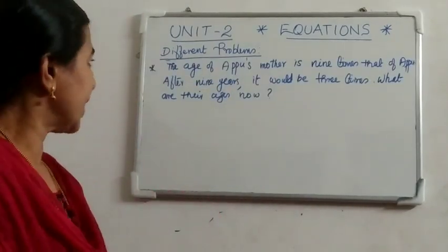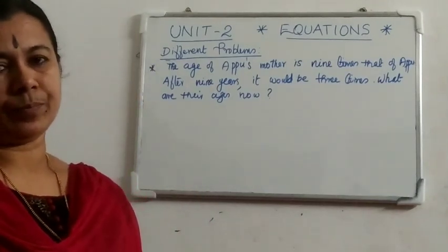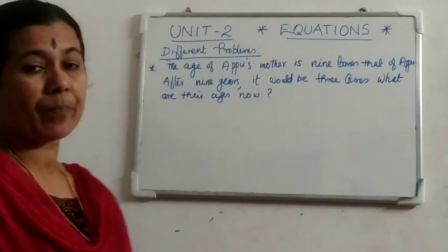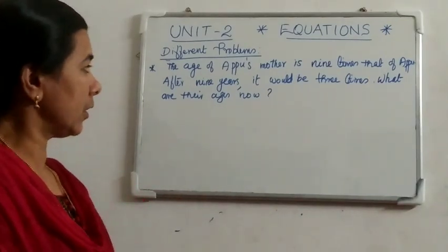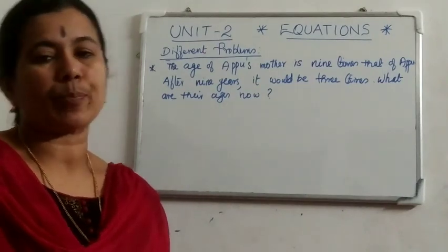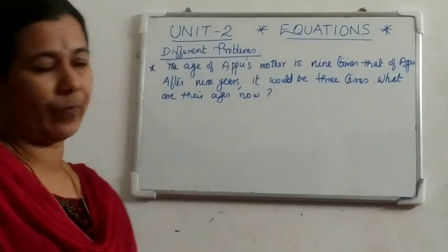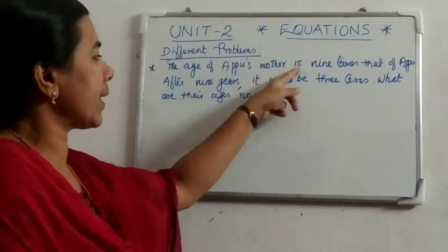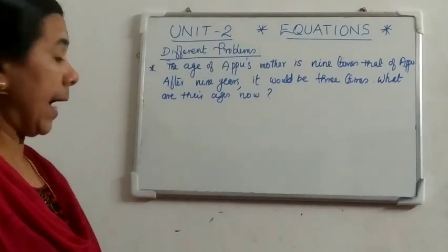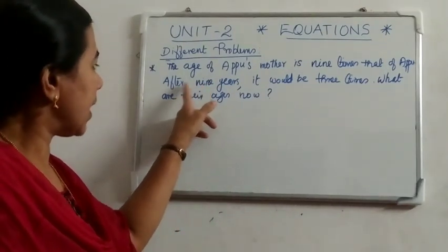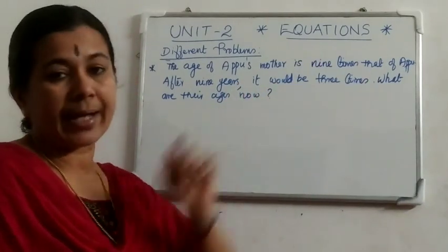Next one, something different. Age problem. That is so important. Age problems are very important problems. Then read: the age of Apu's mother is 9 times that of Apu. Given the age relation between Apu and Apu's mother, Apu's mother is 9 times Apu's age. After 9 years, the relation would be 3 times.